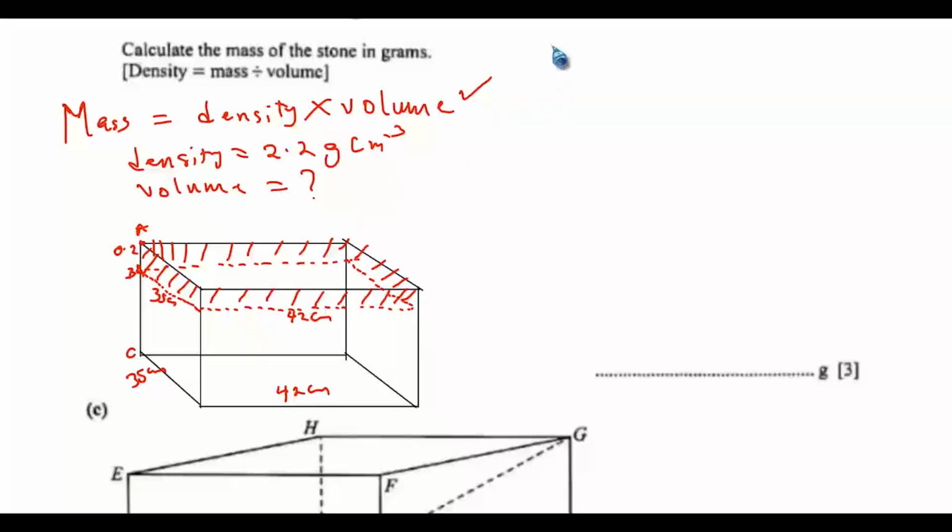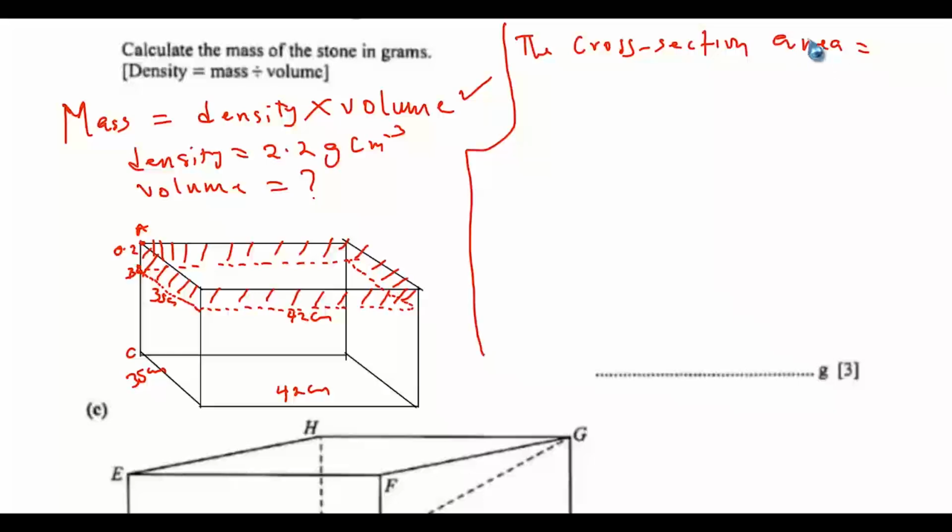So let's write here. You can demarcate this like this. So you can say the cross section area equals 0.2 centimeter multiplied by 35 centimeters.